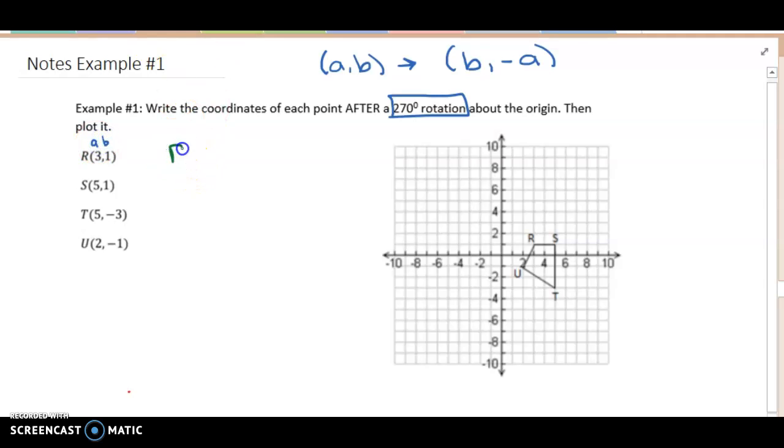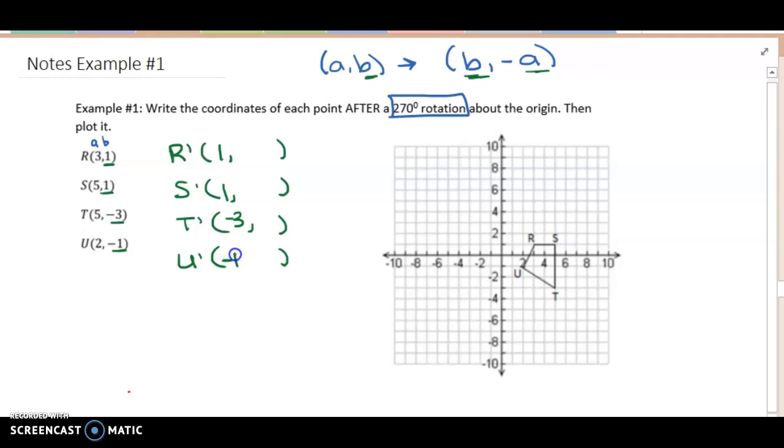Now I'm going to find the coordinates. I'm going to find R prime, S prime, T prime, and U prime. Now (a, b) goes to (b, negative a). So my b, guys, that's just my second one, so I'm going to go ahead and do that first: 1, 1, negative 3, and negative 1.